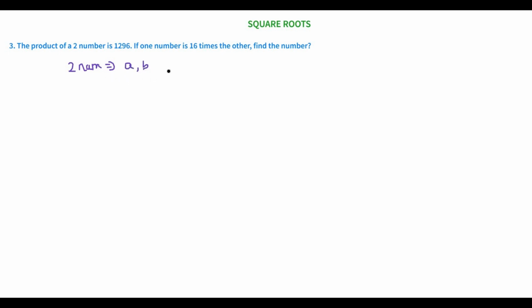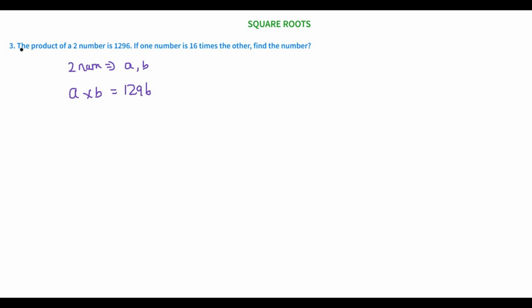So we have to find the product of two numbers. So what has been asked? A times B, which is equal to 1296. So this is what is given in our first point. So as I told you, always split the question, understand part by part, and then substitute it and then find the answer.